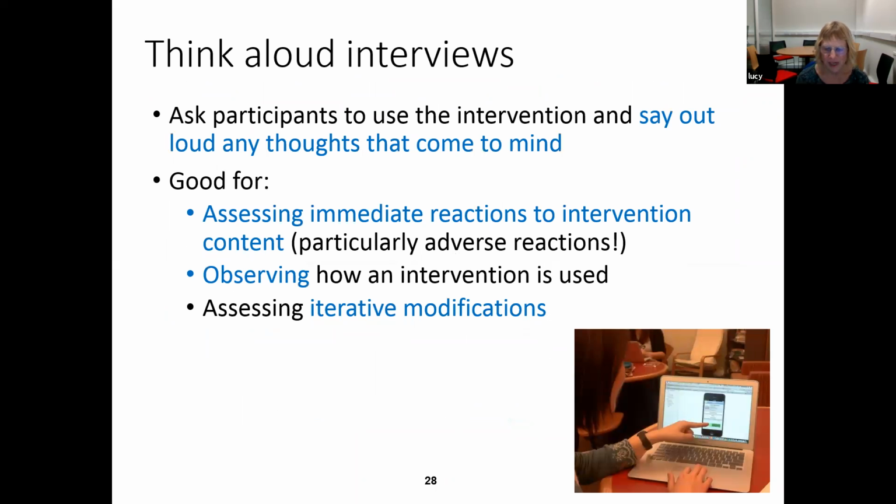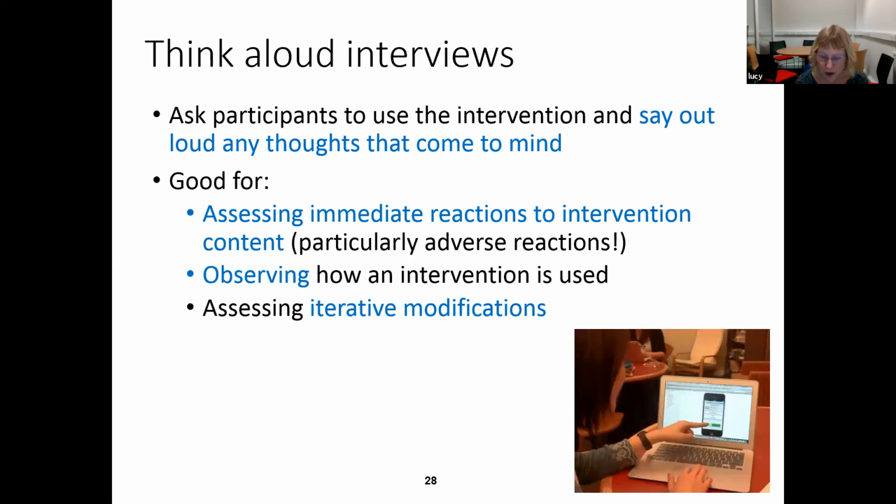But for the think alouds, it's very simple. If you haven't come across that technique before, sometimes it's called other things like cognitive interviewing. But basically, you just ask people to use the intervention, preferably while you're sitting in the room with them. Sometimes we've done it while we're on the phone with them, and ask them to say out loud any thoughts that come to mind. And that way, you quickly find out when people click on it and go, "Oh no, I don't agree with that." And you know that you're going to have to change whatever it is you've written.